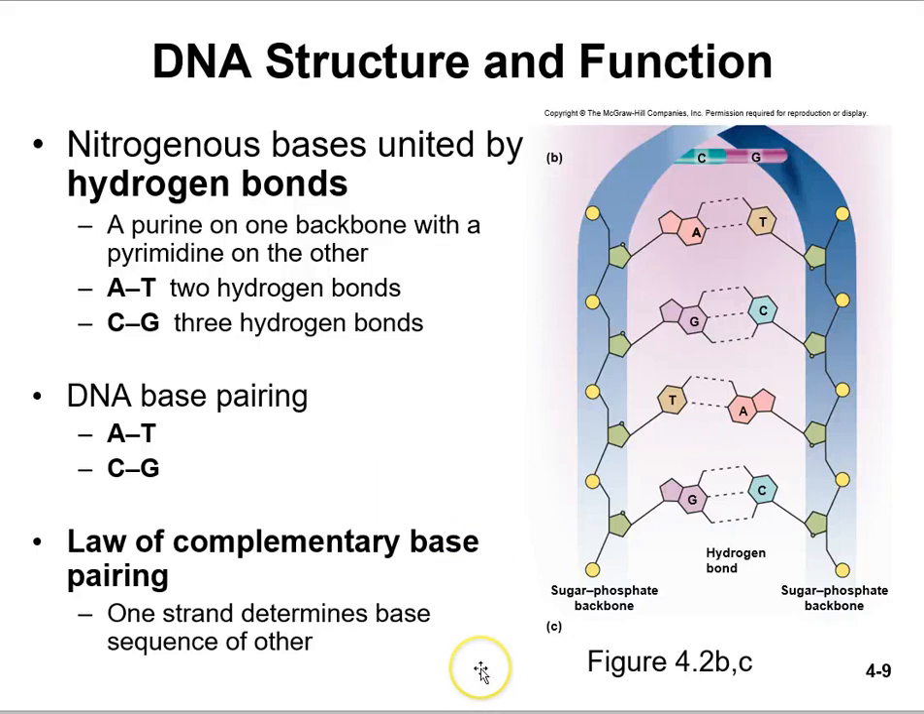It's kind of nice because if you know the order of the A's, T's, C's, and G's on one side of DNA, then you can always figure out the order on the other side of DNA, because A always pairs with T and C always with G. Here, on the backbones, you can see the phosphate group pictured as a yellow circle, and deoxyribose pictured as a green pentagon.